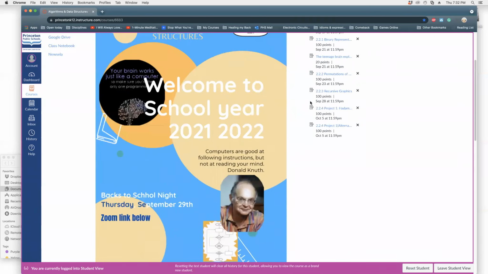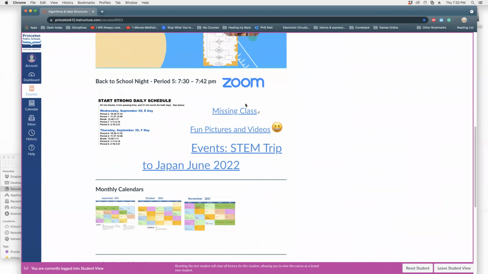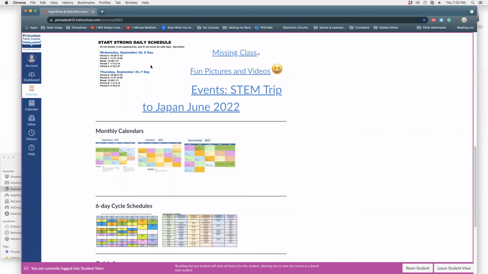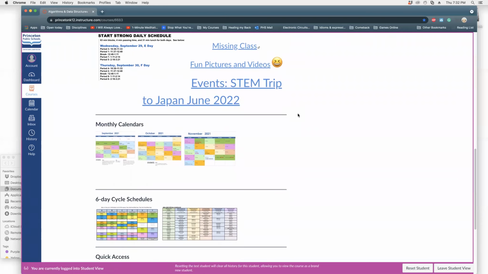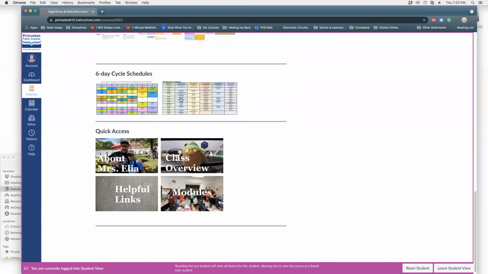So in this homepage, understand that you have all the information you need to get anywhere in the Canvas class. Here we have special schedules like we did the last couple of days. Here's a STEM trip that we're going to have in June. Actually, I'm going to be chaperoning that trip. I'm very excited about it. I think you probably heard of it last year. Then we usually have 3 months in the calendar, and then we have the regular schedules.